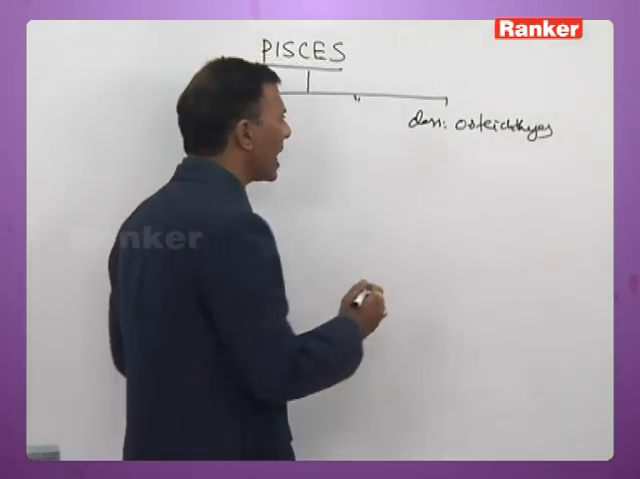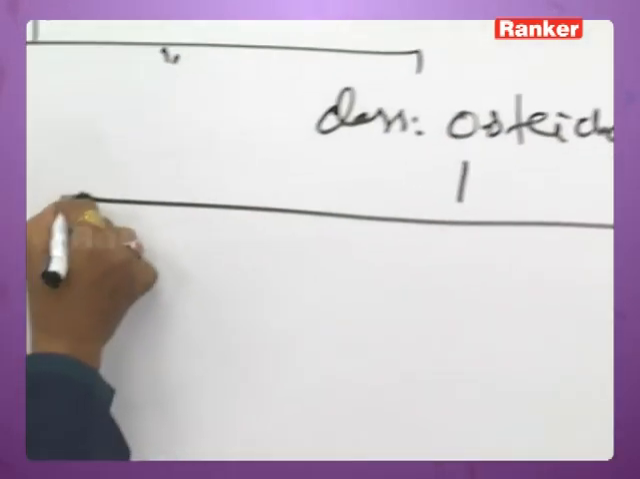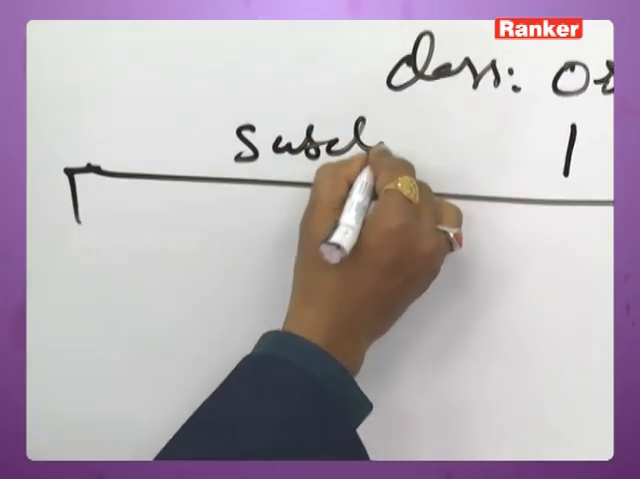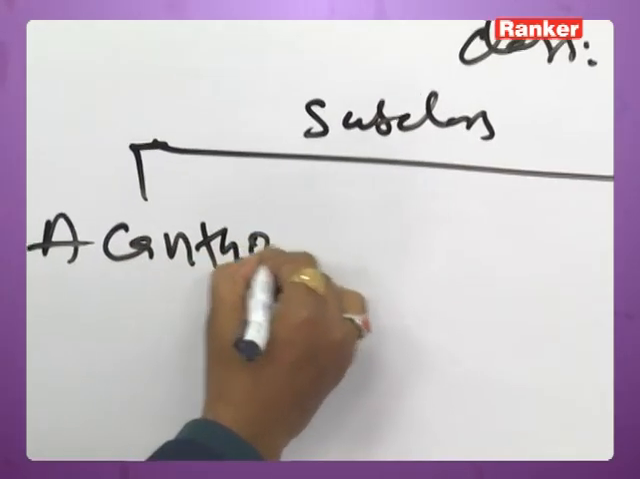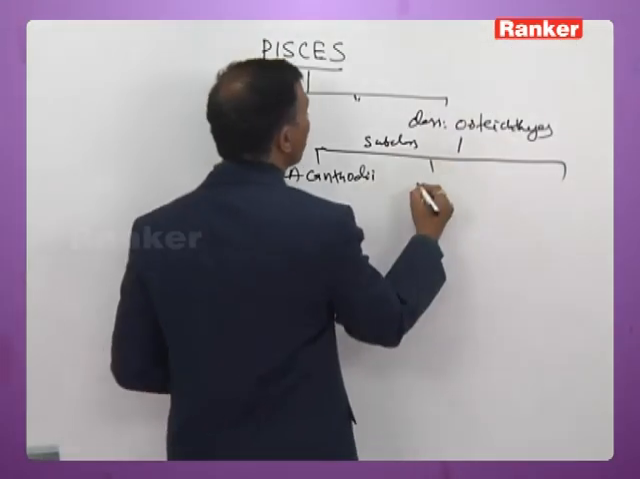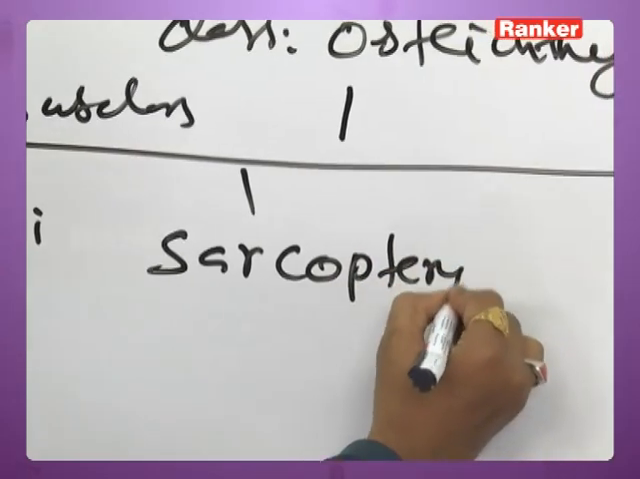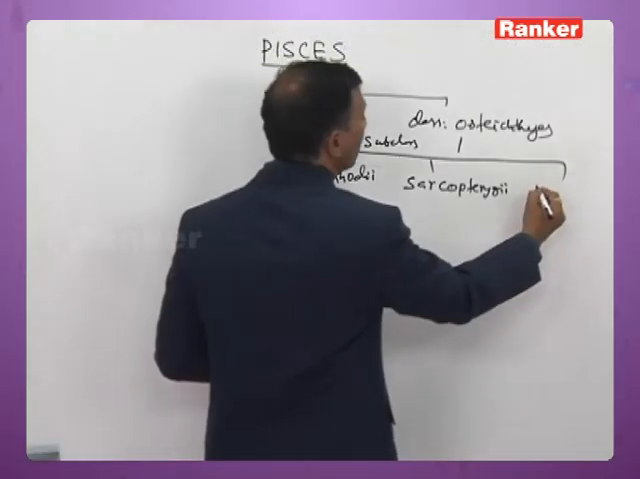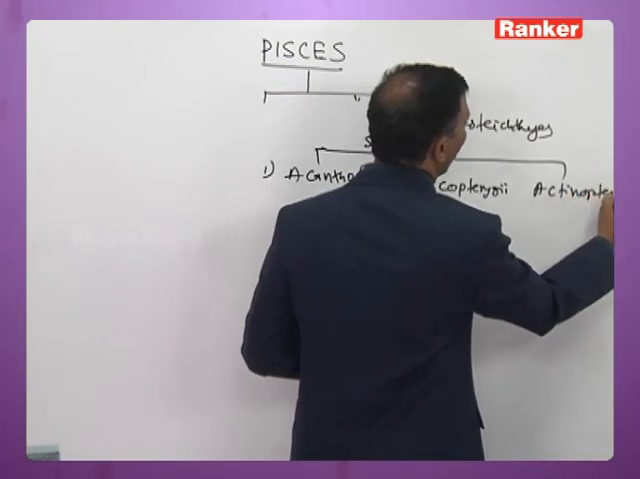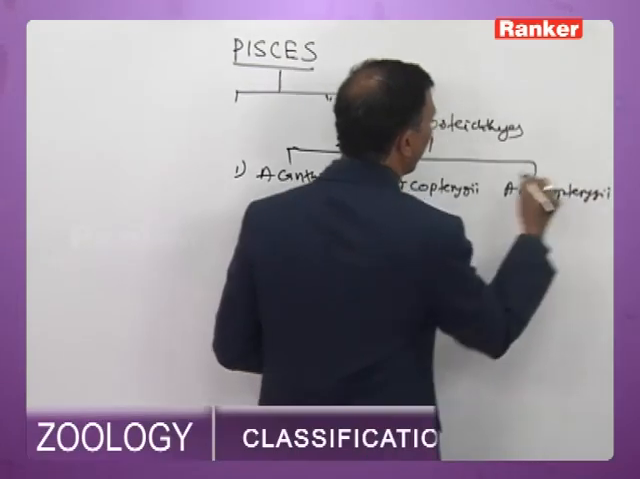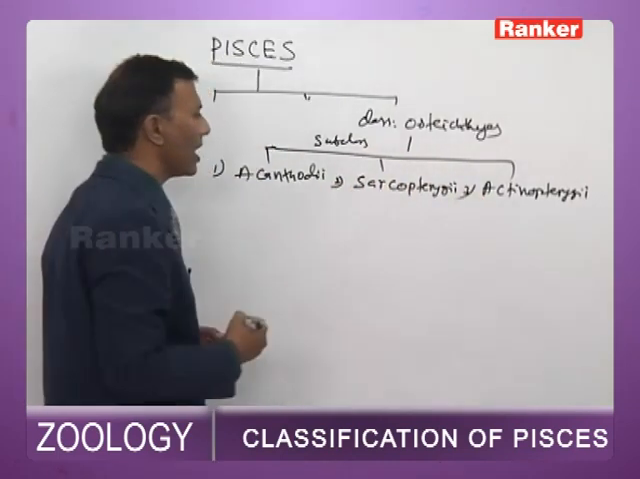Now the class Osteichthyes is divided into 3 subclasses: subclass Acanthodii, subclass Sarcopterygii, subclass Actinopterygii. So they are the 3 subclasses placed under Osteichthyes.